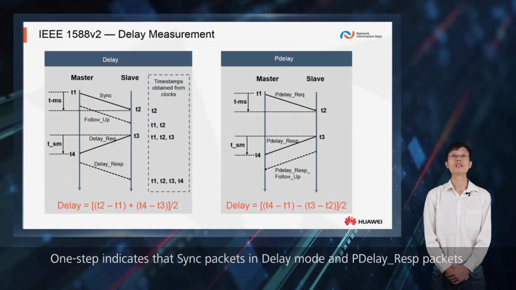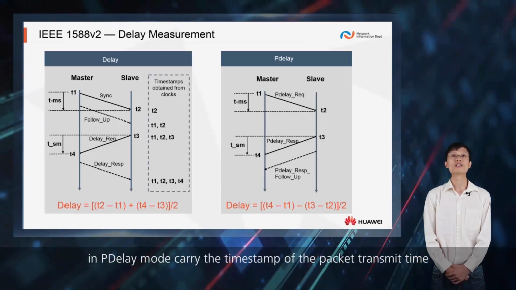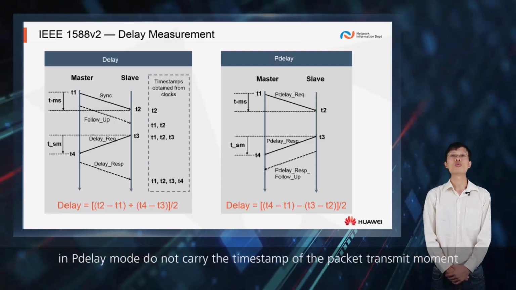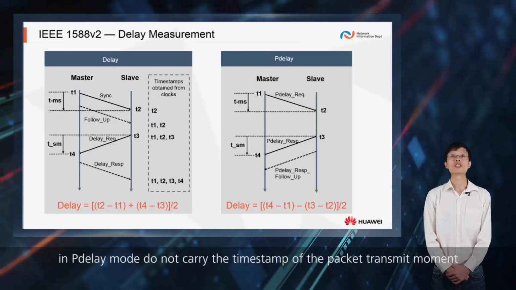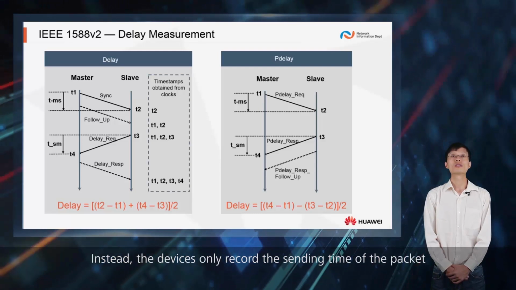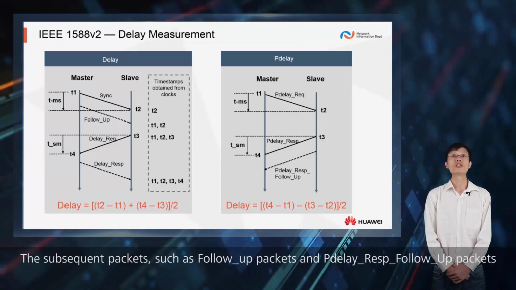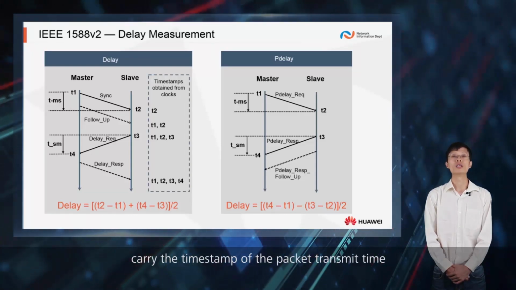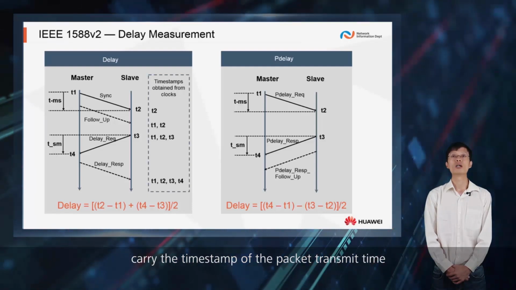1-step indicates that sync packets in delay mode and P-delay response packets in P-delay mode carry the timestamp of the packet transmit time. 2-step indicates that sync packets in delay mode and P-delay response packets in P-delay mode do not carry the timestamp of the packet transmit moment. Instead, the devices only record the sending time of the packet. The subsequent packets, such as follow-up packets and P-delay response follow-up packets, carry the timestamp of the packet transmit time.